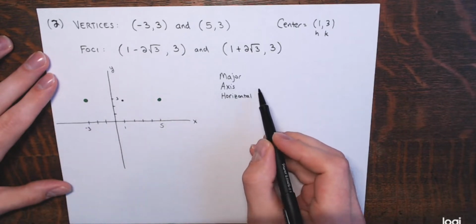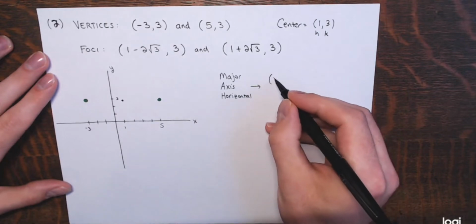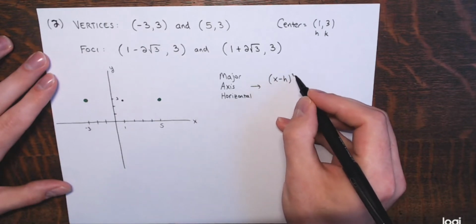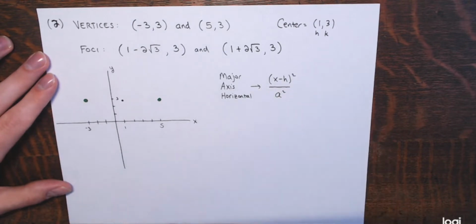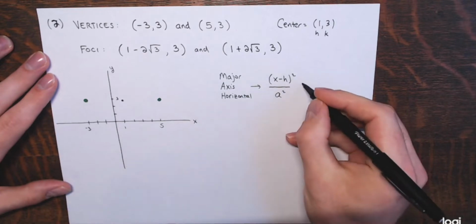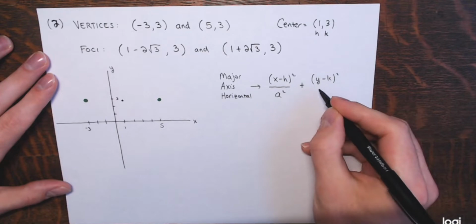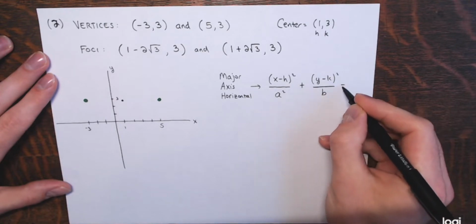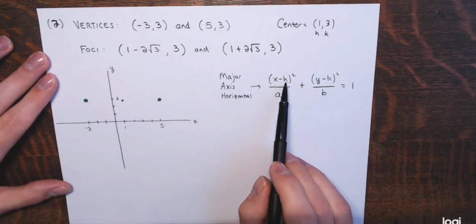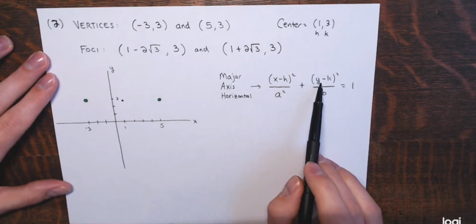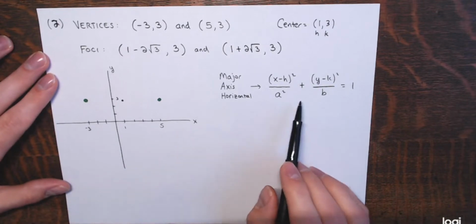And if that's the case, the equation we're going to fill in is this one. (x minus h) squared, this time a squared is under the x term, plus (y minus k) squared divided by b squared equals 1. And again, I have the h and the k, so we're going to have (x minus 1) squared and (y minus 3) squared in my equation. And I just need to find the a and the b. That should be b squared.